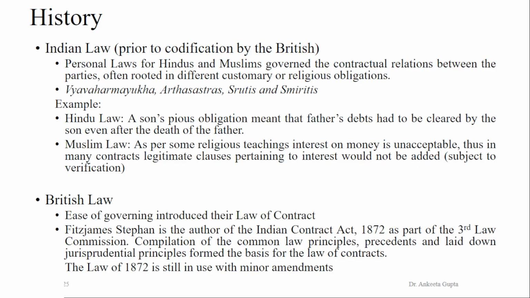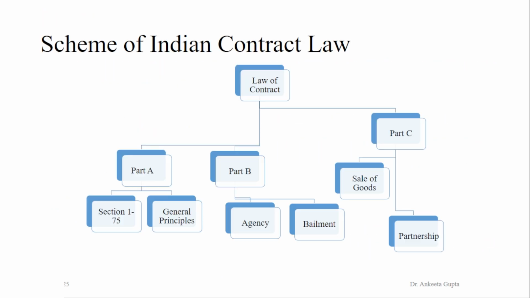Now, having said this, I would like to take you through the scheme of the Indian Contract Act very, very briefly. The Indian Contract Act originally has been identified in three parts: Part A, Part B, Part C, where Part A deals with the general principles of the contract, Sections 1 to 75. Then you have Part B, which deals with concepts of agency, bailment, hypothecation, etc., which is dealt with under Sections 124 to 224 or 225.